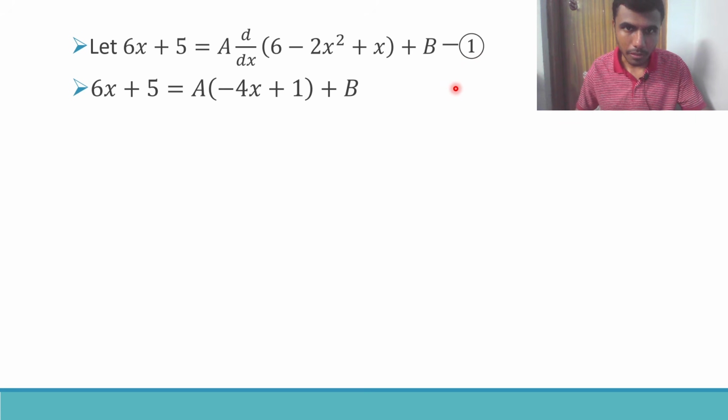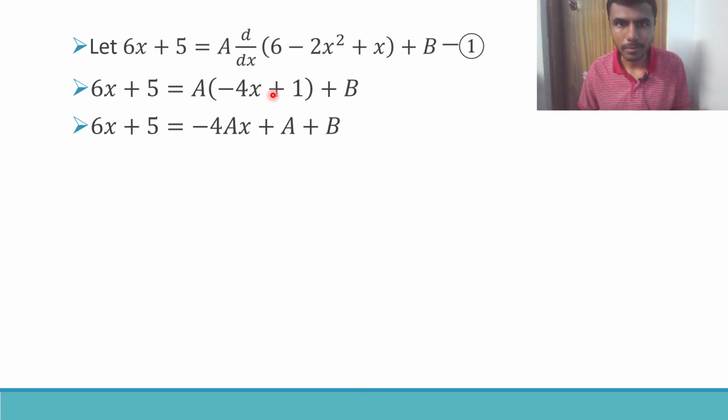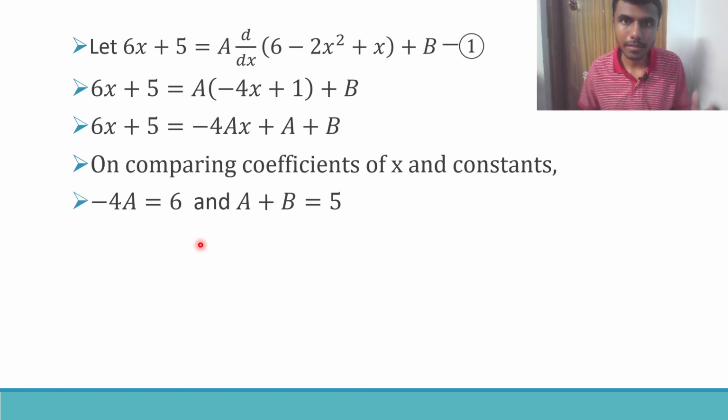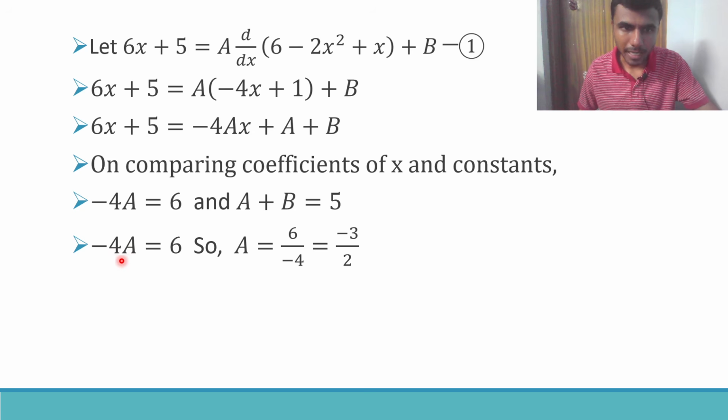Okay, now next, just multiply: minus 4ax plus a plus b. Beside x I have minus 4a, here I have 6. So on comparing the coefficients of x and constants, this is what I would get. Minus 4a is equal to 6 and a plus b is 5. Let us first find a, which is a bit easy. Minus 4a equal to 6, so a is 6 by minus 4, which is minus 3 by 2. I just took the minus to the top, that's all.